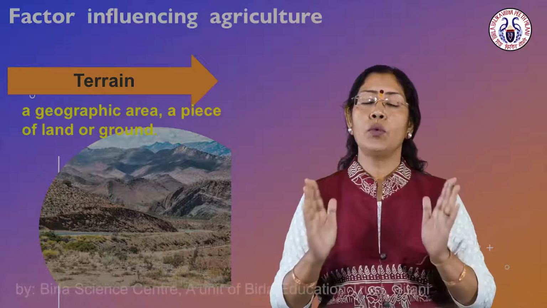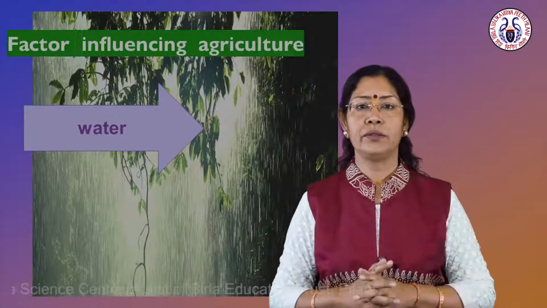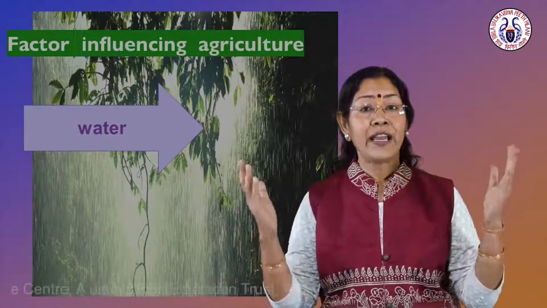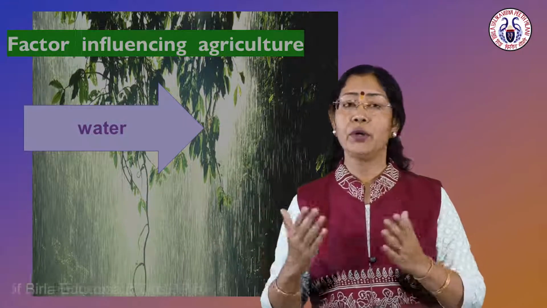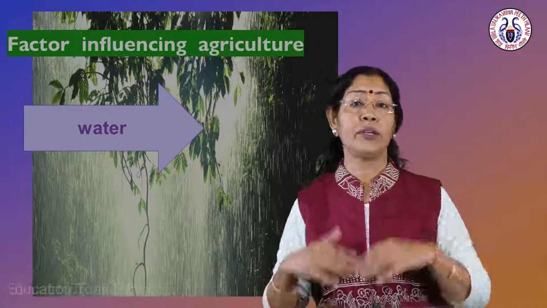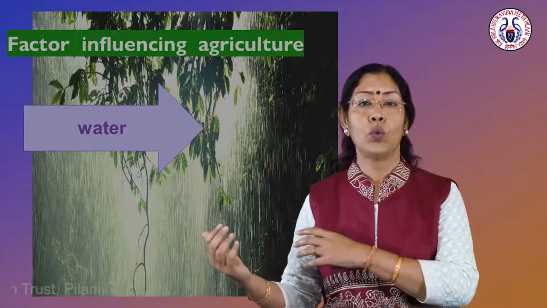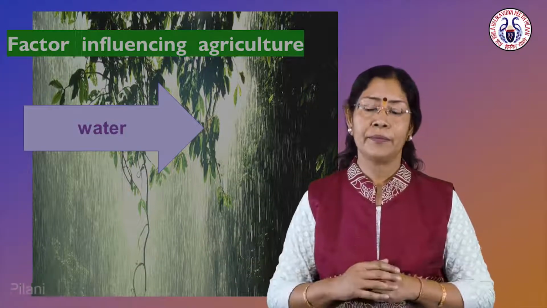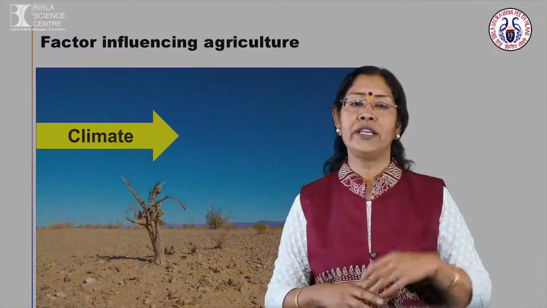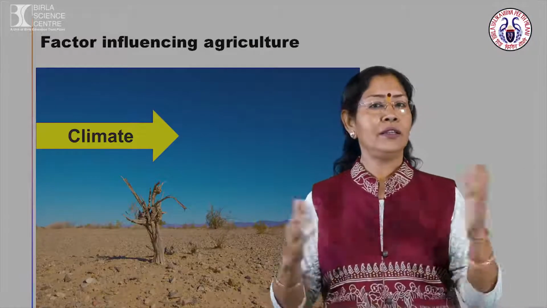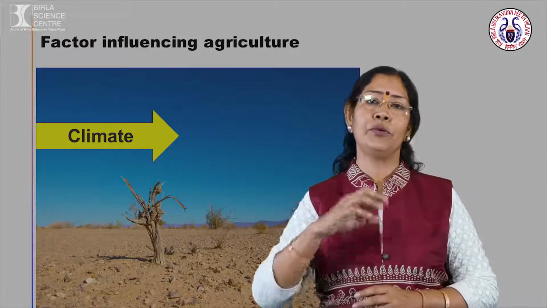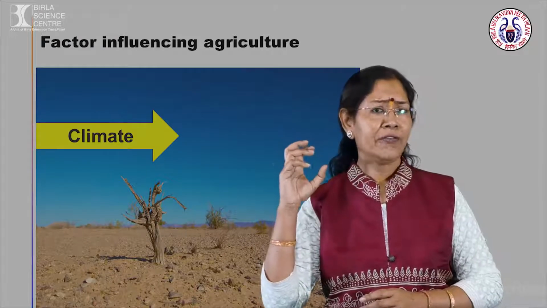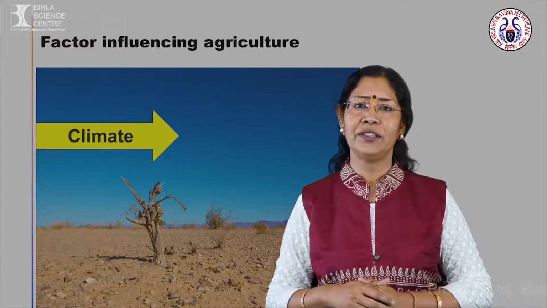Now the next is water or moisture, which is another factor that influences agriculture. Without water, without moisture, we cannot survive, because all living things need water to survive. Now the third factor is called climate. It needs no explanation, because climate plays a very vital role in agriculture.